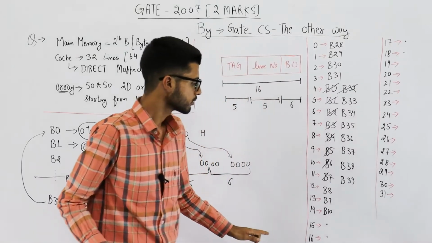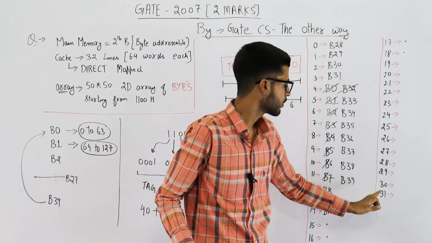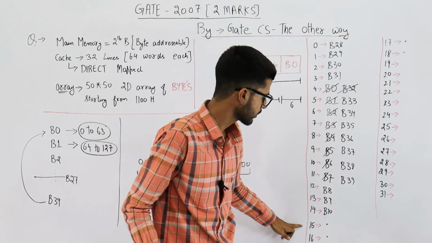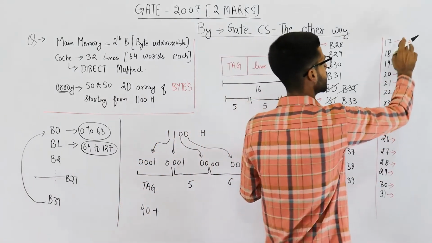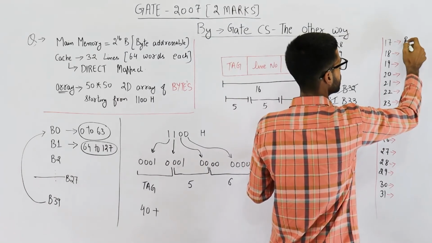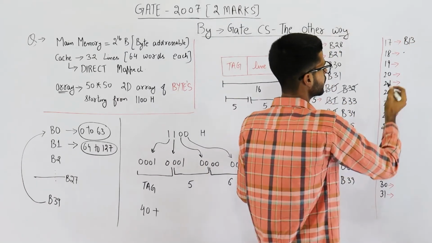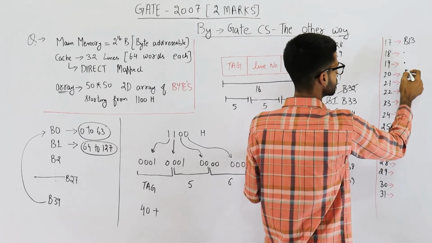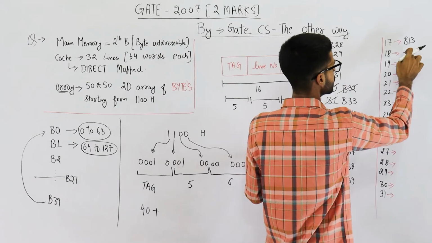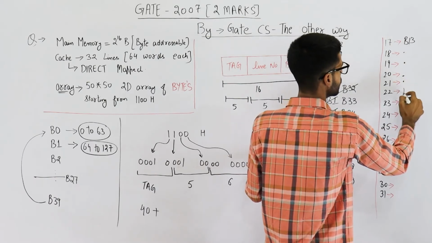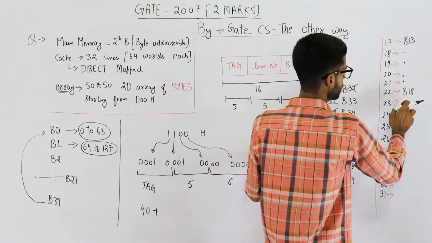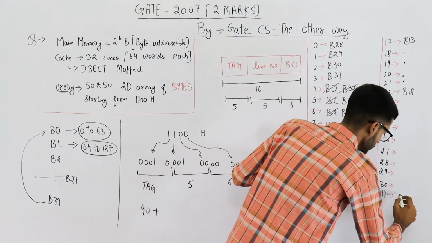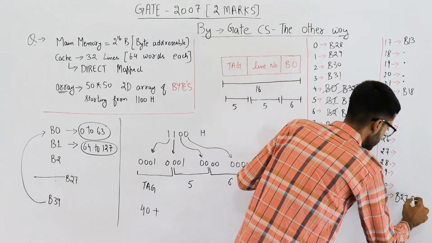Okay, so in all these blocks, we will be having block 10, block 11, block 12, block 13 will be here. B13 is present here, B14, 15, 16, 17. So B18 will be present here. 19, 20, 21, 22, 23, 24, 25, 26. B27 will be present here. Okay.